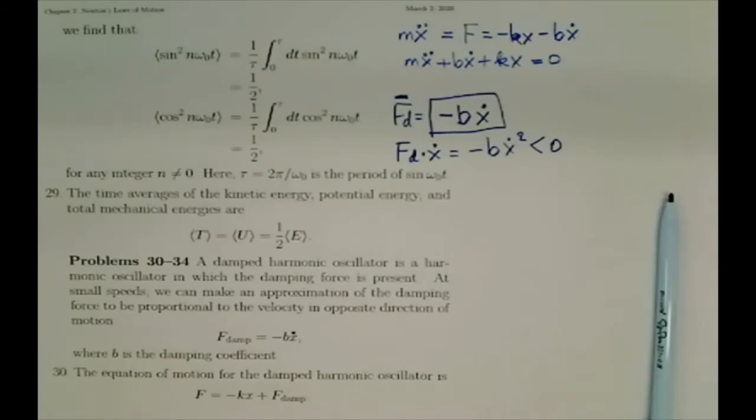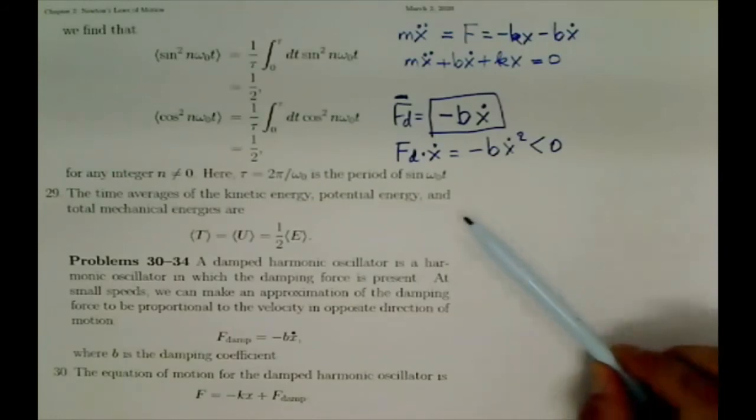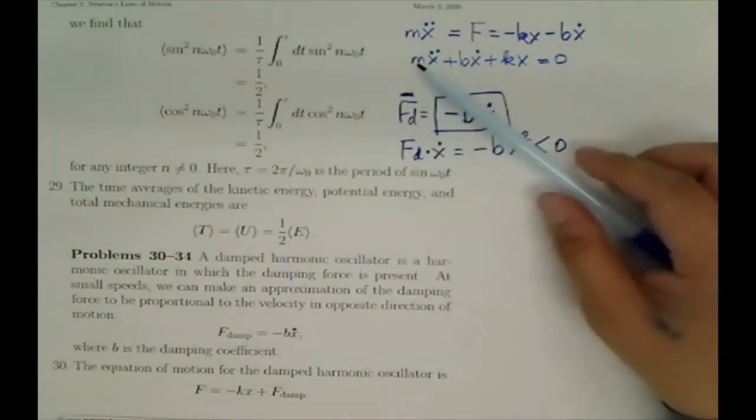Because the direction of the damping force is opposite to the motion, it is impossible for it to make an acceleration that makes the velocity greater than the initial condition. If we include this in the harmonic oscillator, we have the equation of motion.